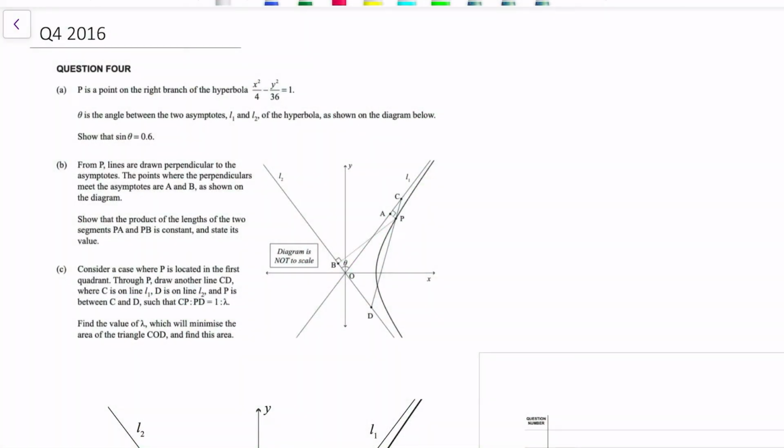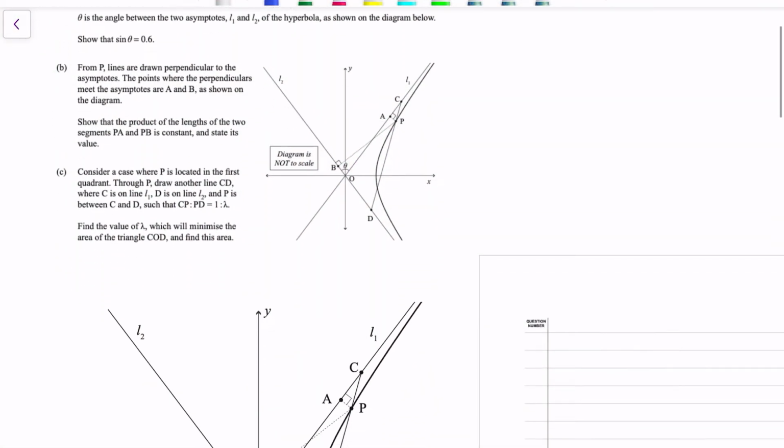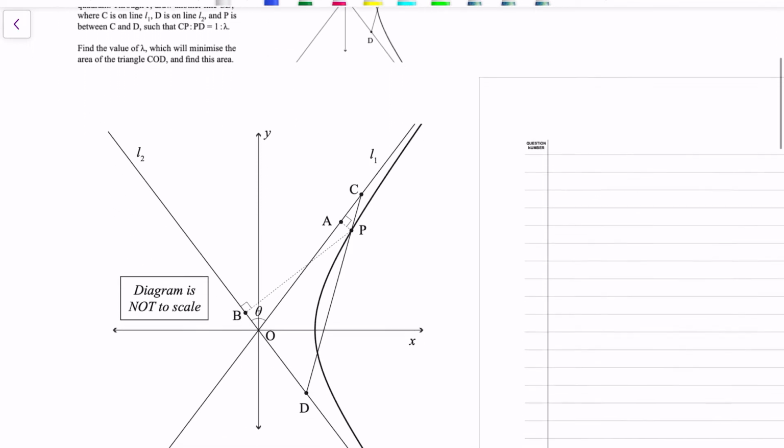Alrighty, first question. Let's just do a little bit of basic understanding of conics first.